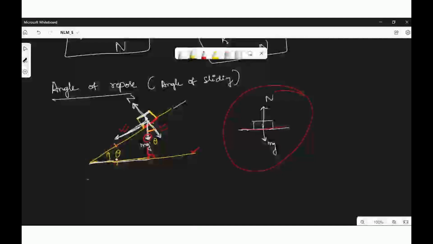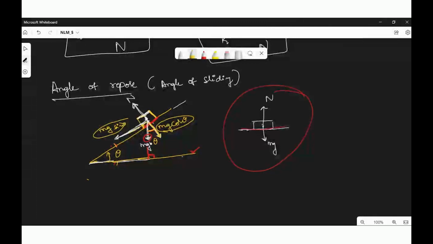Now, if this is mg, what will be this resolved component? Because now I have the angle as theta, I can write it as mg cos theta, and this component as mg sin theta. If you get confused, just directly write: mg sin theta is the component along the sliding direction, and mg cos theta is the component which is equal and opposite to your normal reaction. This is true for all inclined planes.